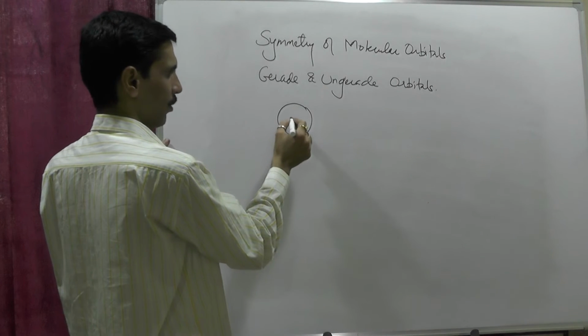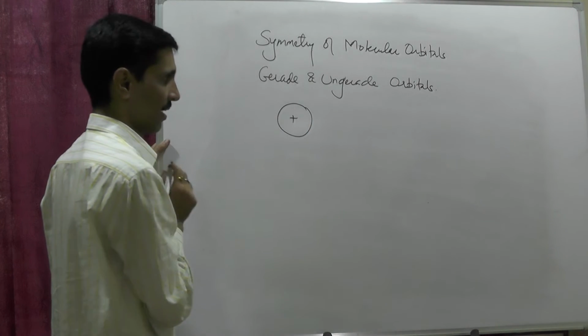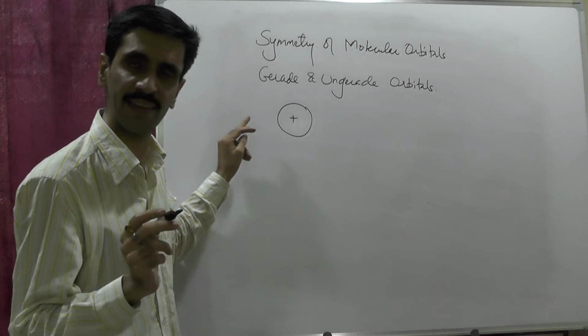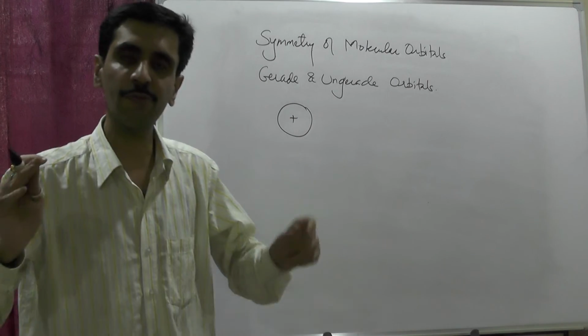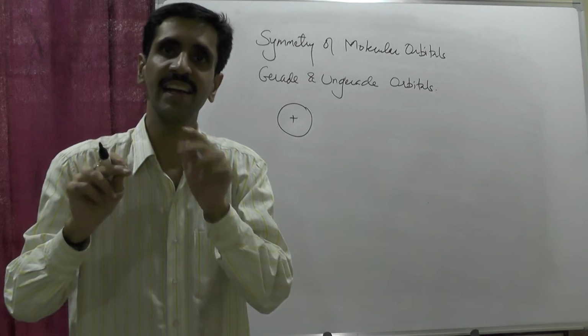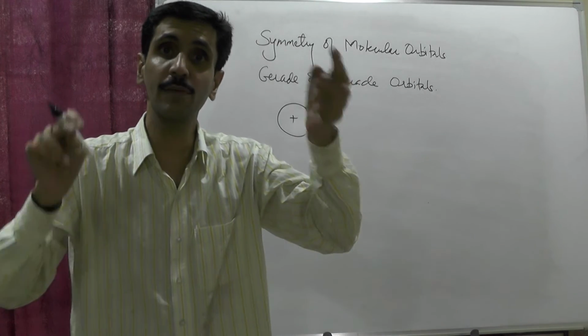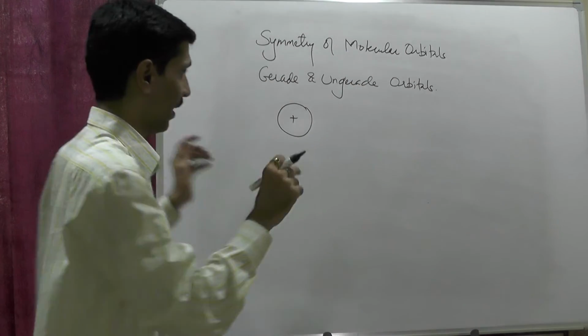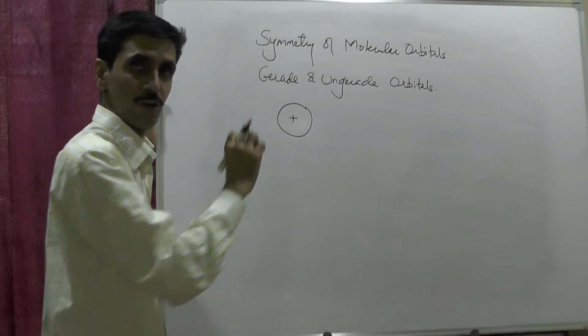If I show a plus sign over here, many times it is shown this way, a plus sign at the center. So many of them feel that only at the center it is positive. No, it's not like that. It's spherically symmetrical. Symmetry means what? Same. So the plus sign is going to be everywhere, it's going to be the same.